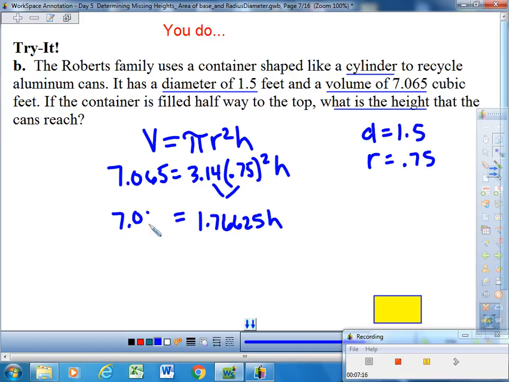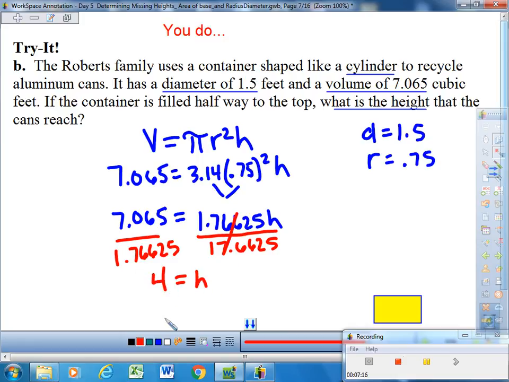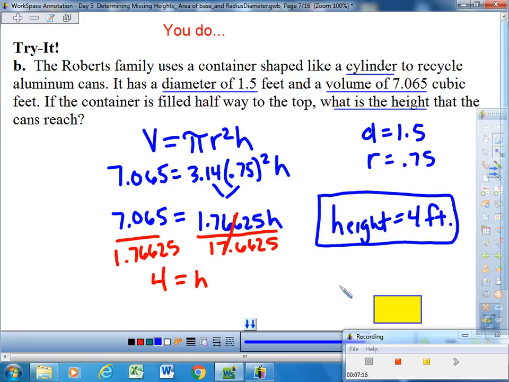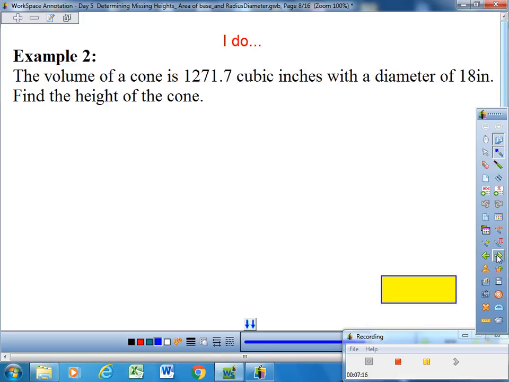Bring down your volume. Now divide. Try and keep as many decimal places as possible when you're doing these. So that cancels out. I have h equals 4. So my height equals 4, and we're looking at feet. Raise your hand if you got that right. Okay, let's go on to the next type.